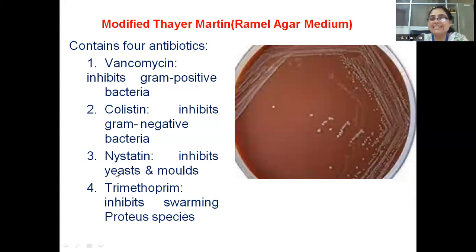Then we add nystatin, which inhibits the growth of fungus, that is yeast and molds. And then we also add trimethoprim. This is to inhibit the Proteus species, swarming Proteus species. So Proteus species will also not be able to grow on this.